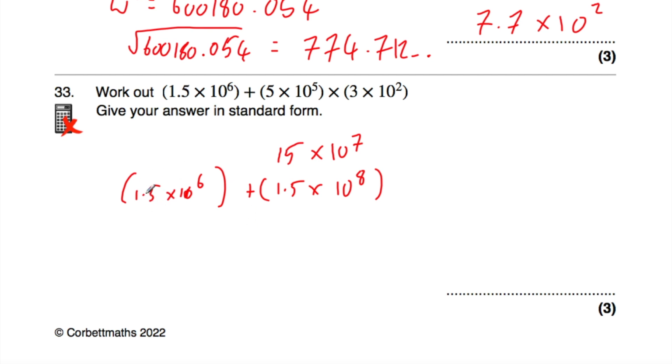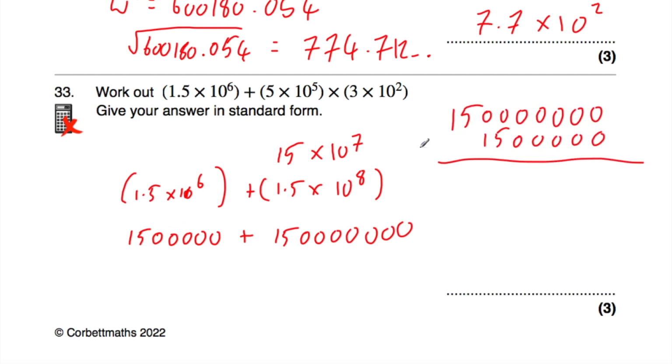So here if we write this out in full, we move these digits 6 columns to the left. Moving them 1 column to the left would give us 15, and then another 5, so let's add 5 zeros: 1, 2, 3, 4, 5. And then we've got plus 1.5 times 10 to the power of 8. Let's move them 1 column to the left, so it'll be 15, and then another 7 zeros: 1, 2, 3, 4, 5, 6, 7. So we've got this number plus this number. Let's line them up.